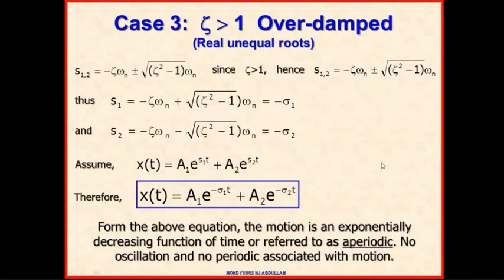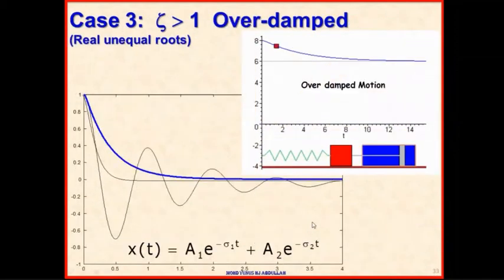Next one, when zeta is over 1, we call it overdamp. Overdamp refers to aperiodic also, with no periodic oscillation with time. How do we explain it? Look at here. You take a longer period of time to stop, with no oscillation compared to the first one. The blue line is for the overdamp, the second one is critical, and the last one is the underdamp. So these three lines are very important.